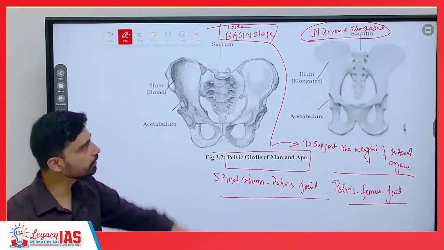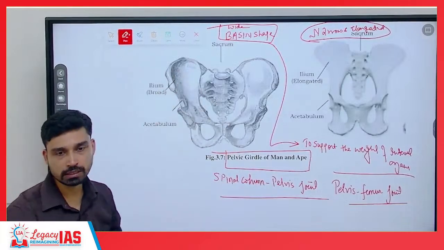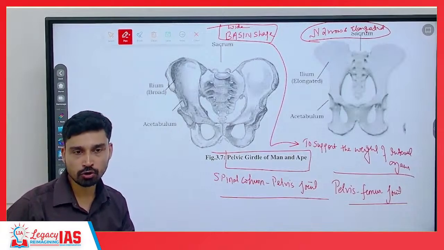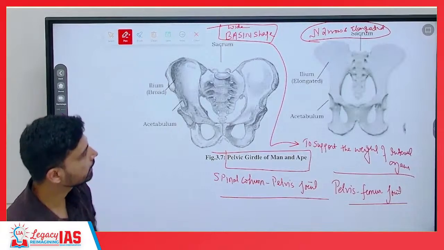Why? Again, because of the same reason. The entire body weight has to be supported by the hind limbs, and that is why they had to be stronger, longer, so they can easily bear the weight.